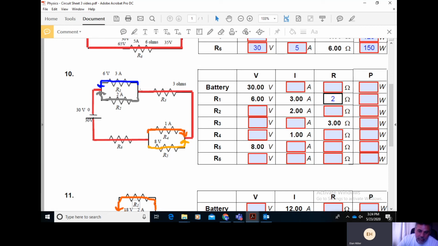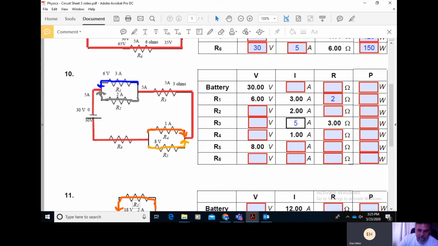We know the total current splits into the blue and the gray. Well, if the blue current is 3 amps and the gray current is 2 amps, then that must mean that 5 total amps is adding together. That must mean there was 5 total amps coming into the junction. That must mean that there's 5 amps across this here. Okay, so let's fill that as we go. R3 has 5 amps.